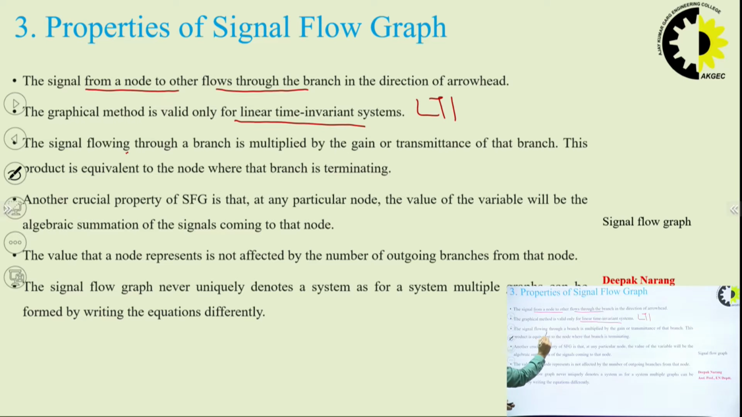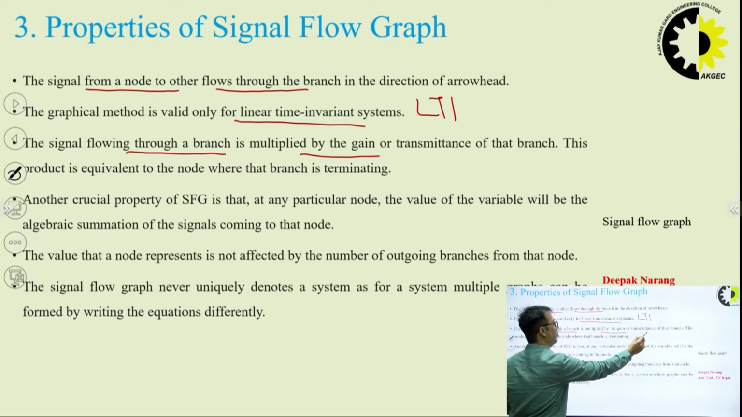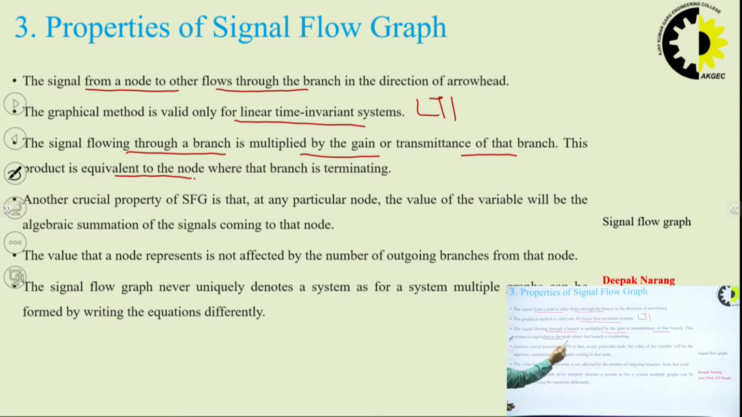The signal flowing through a branch is multiplied by the gain or transmittance of that branch, as we discussed one slide before. This product is equivalent to the node where that branch is terminating. Another crucial property of SFG is that in a particular node, the value of the variable will be the algebraic summation of signals coming at that node.